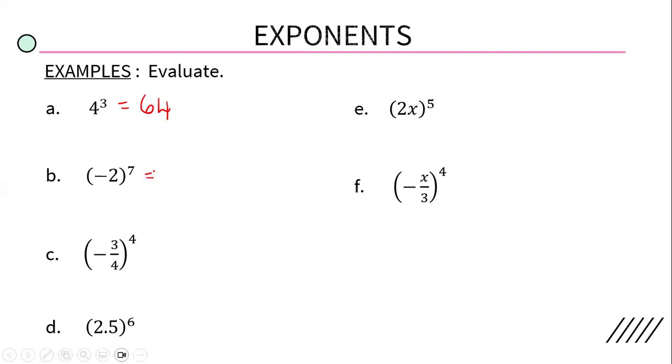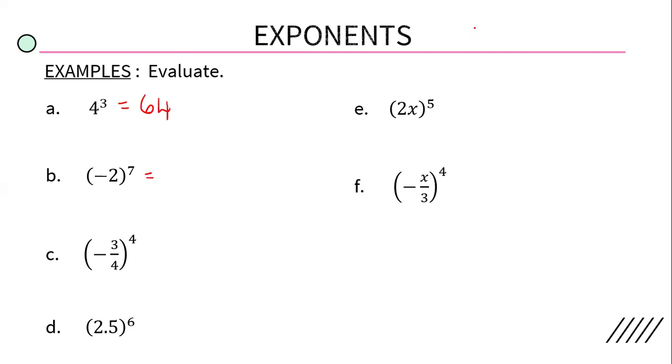We have negative 2 raised to the 7th power. This one, we need to make sure that we open our brackets. First, we would click on open brackets, our negative symbol. Now, we want the negative symbol, not the subtraction symbol.